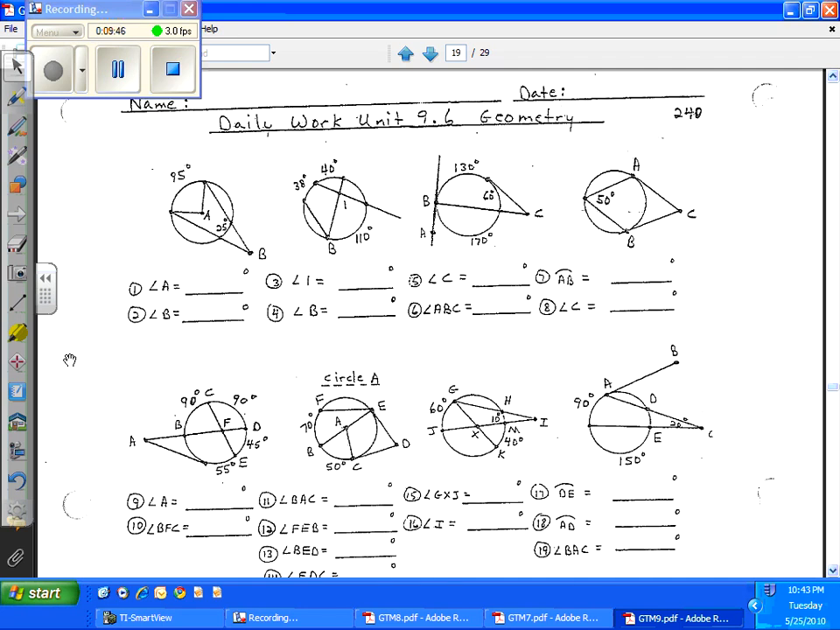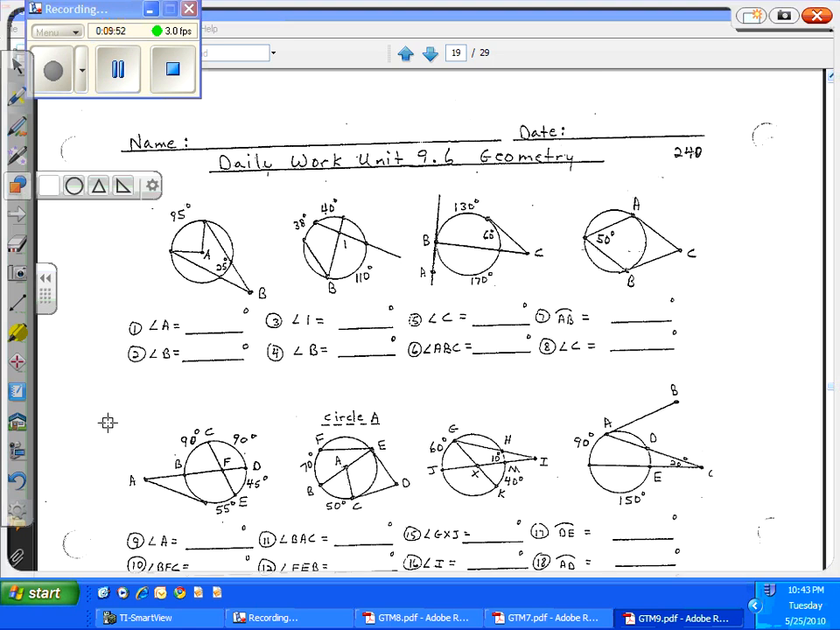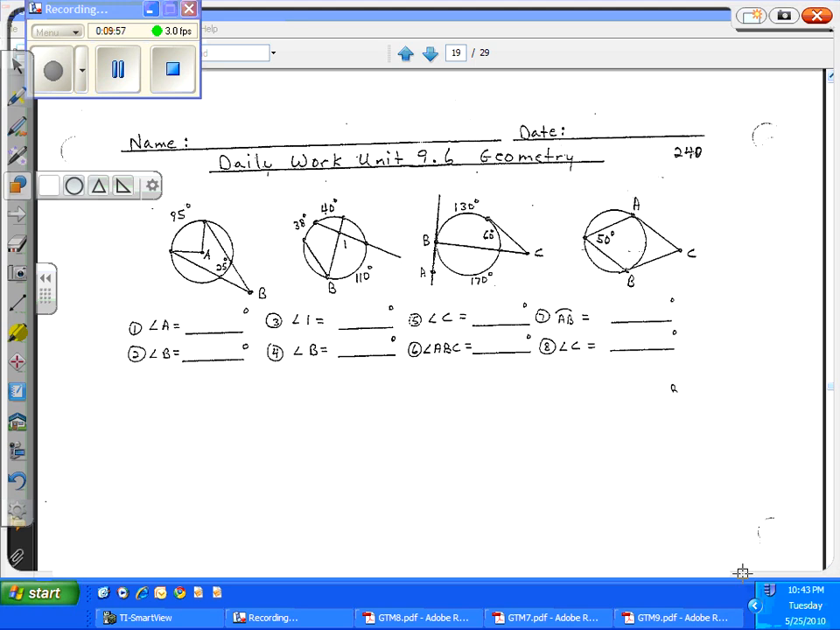All right. Daily work unit 9.6. All right, let's just look at numbers 3 and 4.